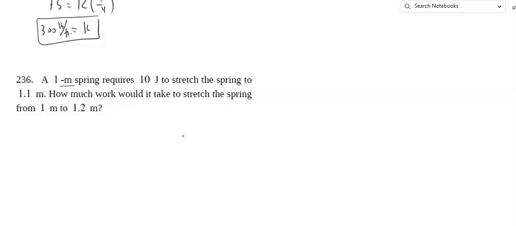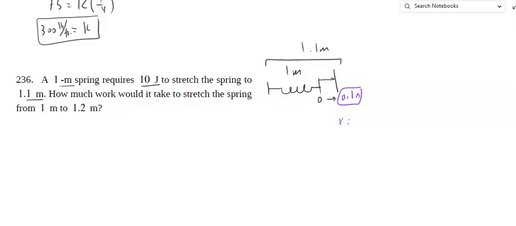A 1 meter spring requires 10 joules to stretch it to 1.1 meters. So we have this spring and it is 1 meter long. We're going to stretch it to 1.1 meters. But if the original length is 1, then we really only stretched it 0.1 meters. We stretched it from 1 to 1.1. x is 0.1 meter.